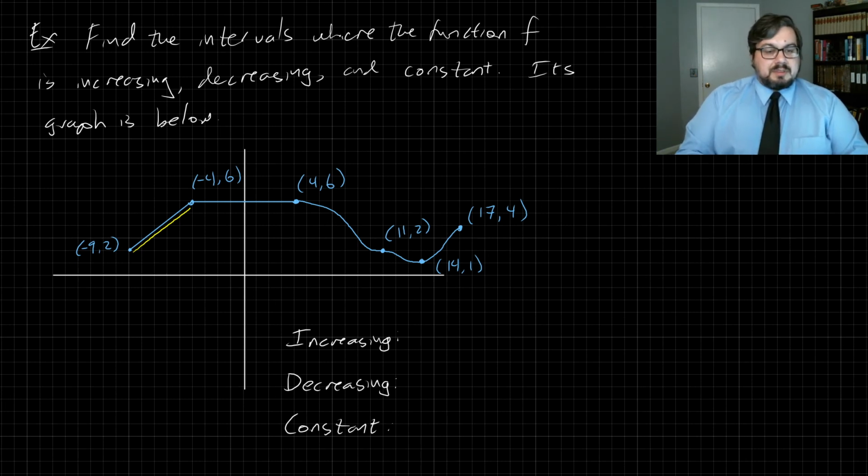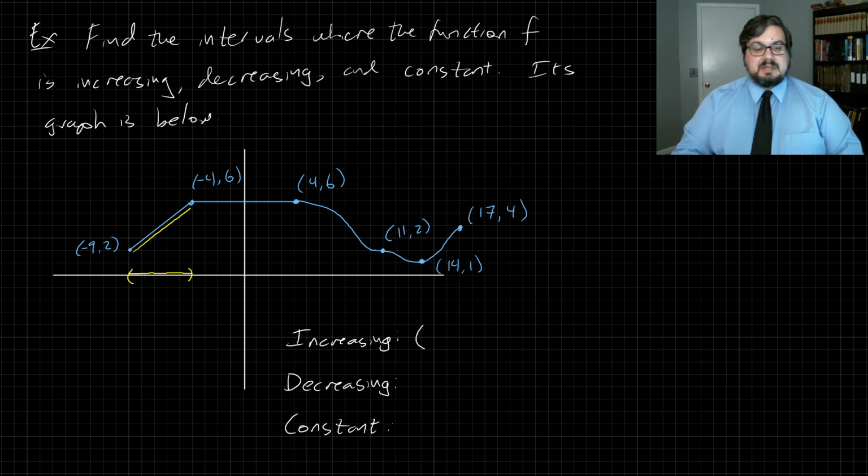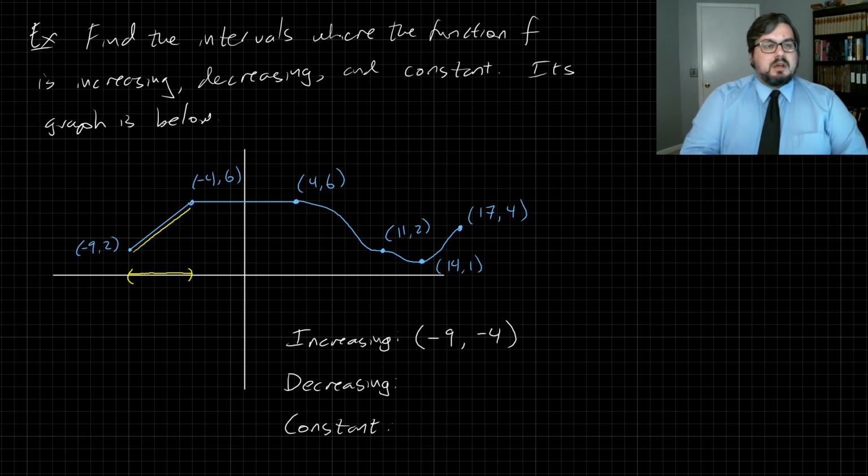And so the x values associated with those points are what we use to describe the interval where the function is increasing. So here we see that the function is going to be increasing on the interval from -9 to -4. Now there might be more later. We're just recording that for now. All right, and let's see what comes next.